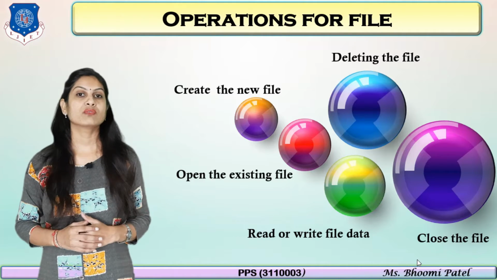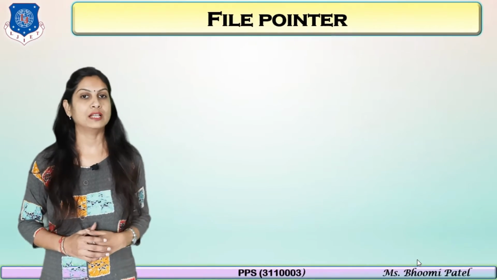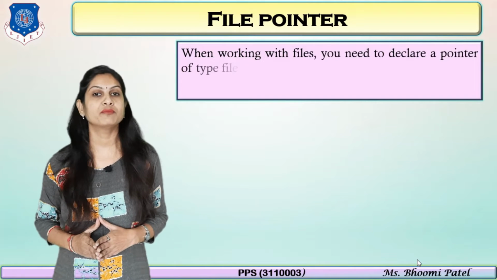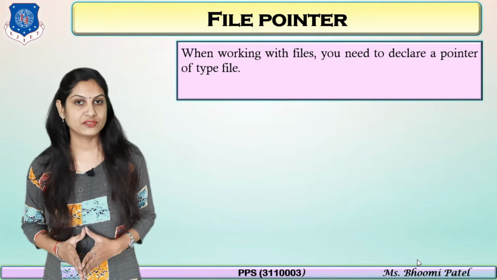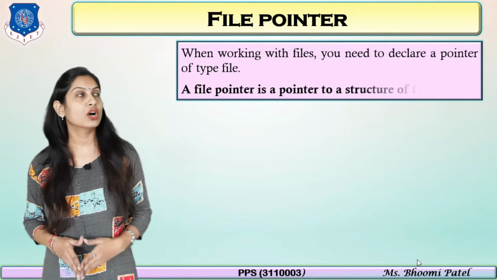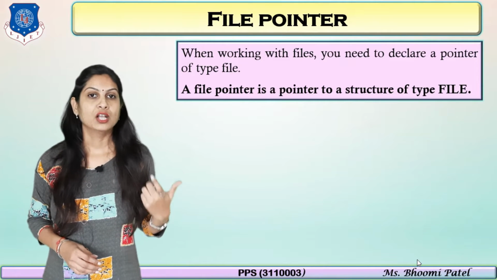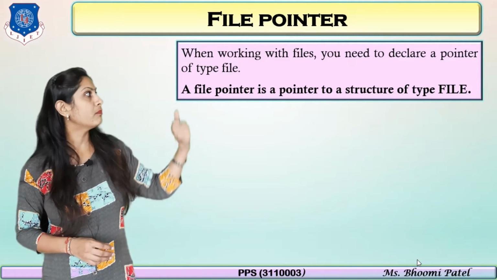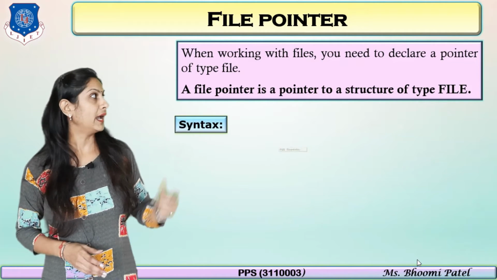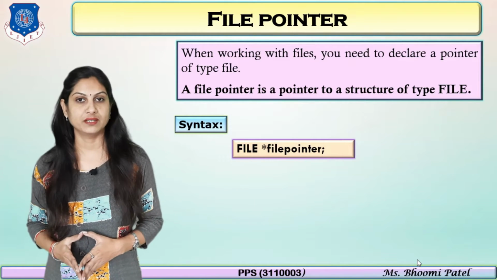These operations we can perform only using one pointer, that is the file pointer. So what is a pointer? That is already discussed in our pointer module: it stores the address of a particular variable. But here the definition is what? File pointer means the pointer points to one file. So we can say it is a pointer to a structure of type FILE, clear? And here FILE is a keyword that you have to write in capital letters.